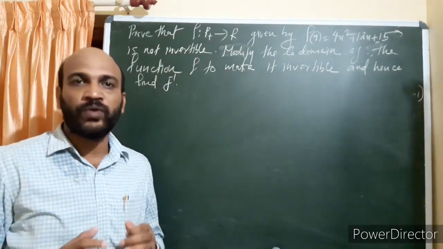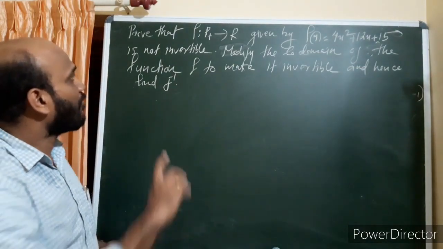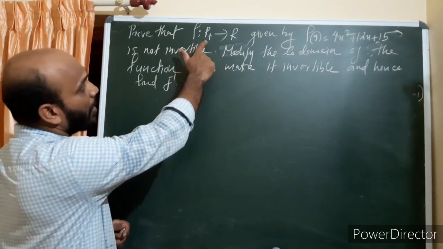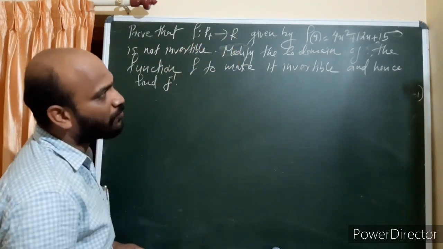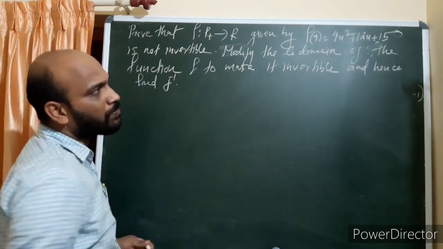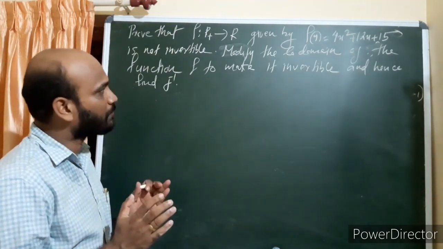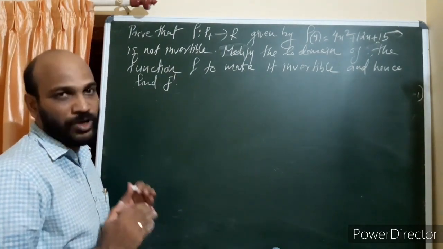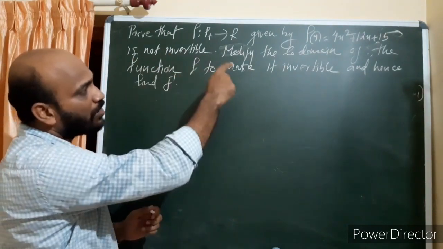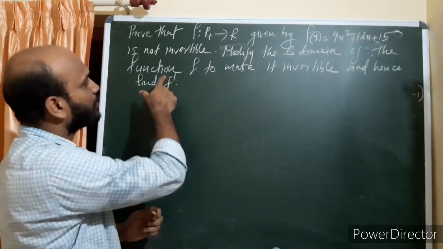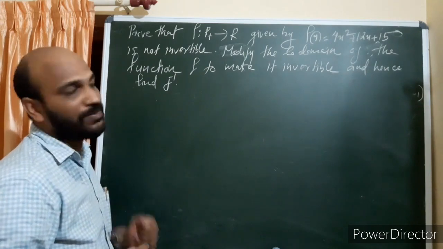Okay. Now we can do one more question. This question we have to compare with our last question. I will read it for you. Prove that f from R plus to R, given by f of x equal to 4x square plus 12x plus 15. Here also we are getting one quadratic polynomial, so you have to use the completing the square method. Is not invertible. Modify the codomain of the function f to make it invertible and hence find f inverse.